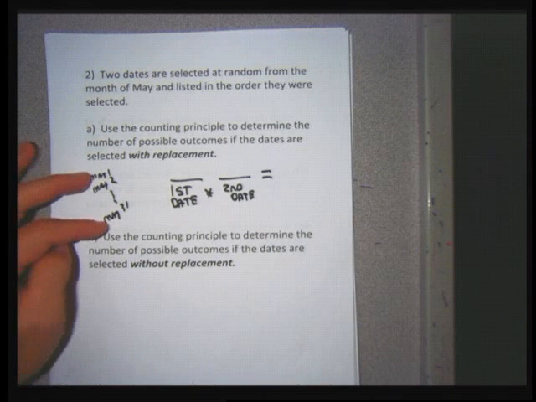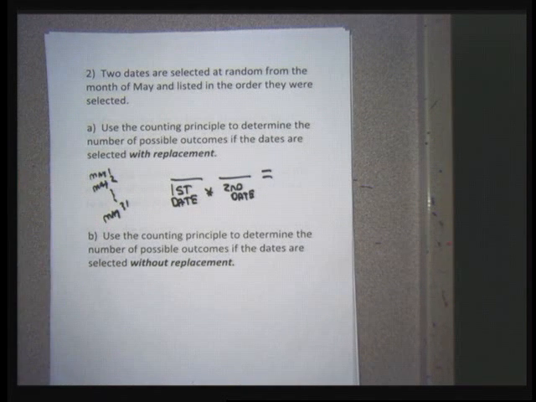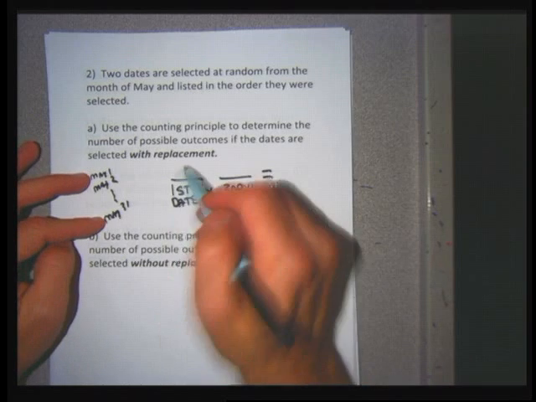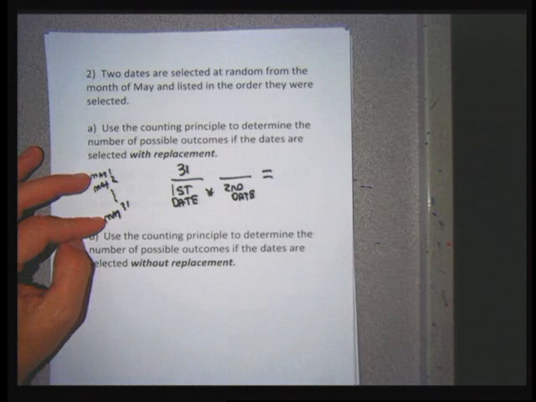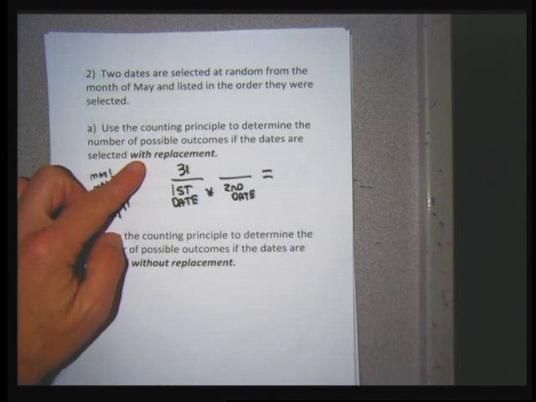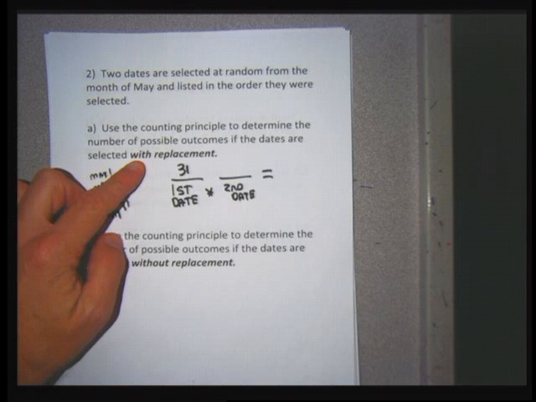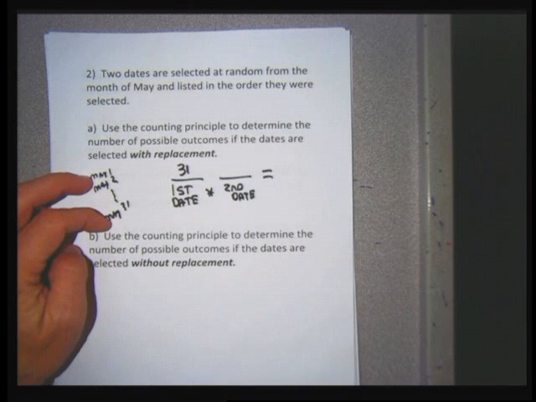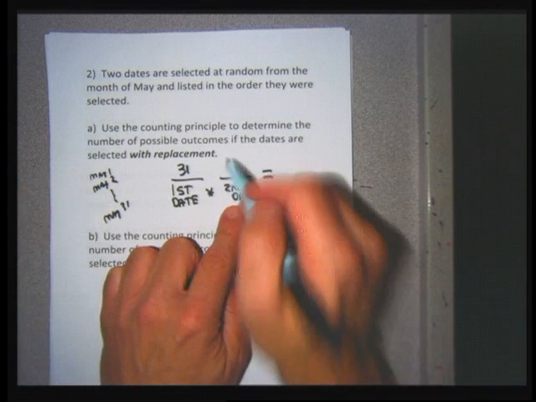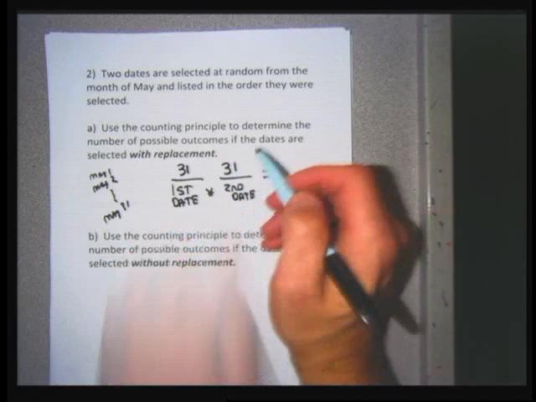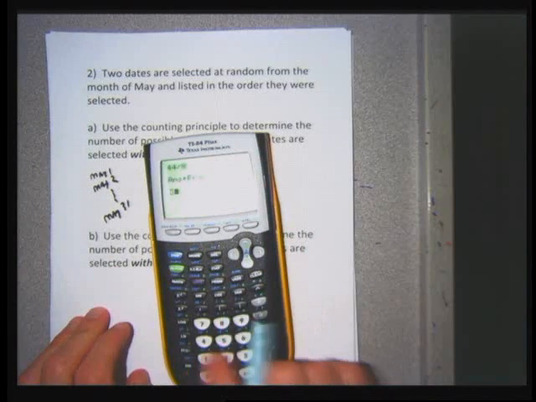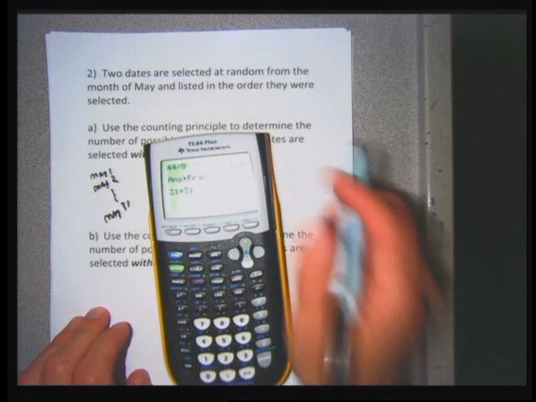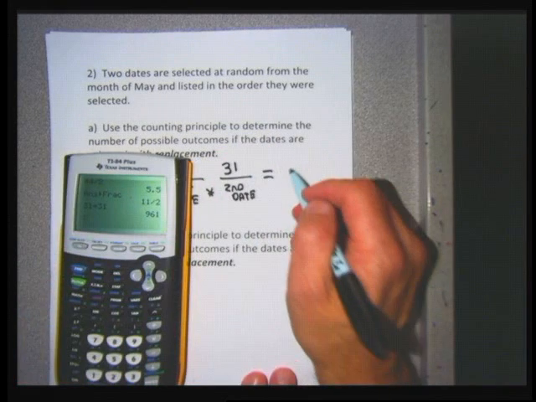The first date, if I go through my hat and I pick out one of these slips, there's 31 different slips that will make up the possibilities for the first date. The fact that this says with replacement means whatever date I pick for the first date, I'm going to put it back in my hat. That slip of paper is going to go back in there. And when I go to pick the second date, all 31 days in May will still be available to me to select from.